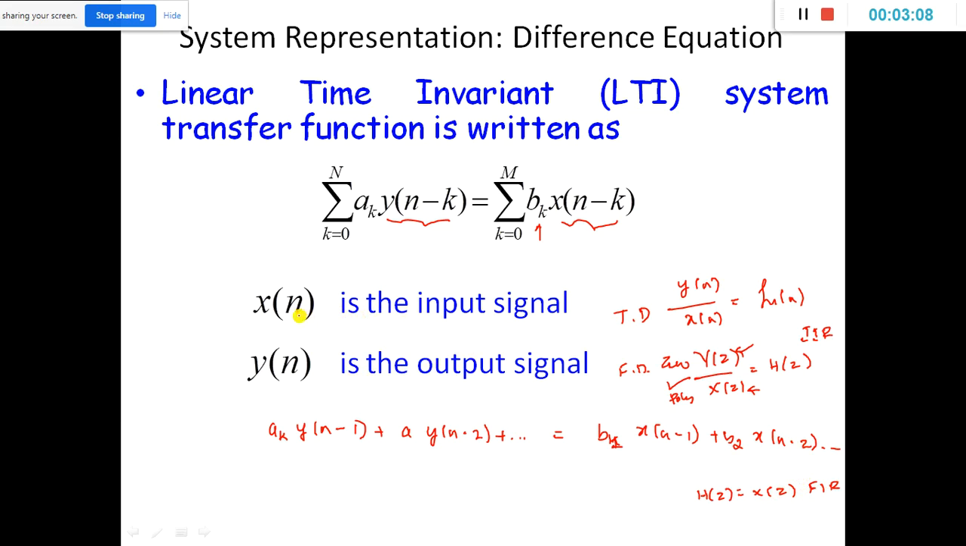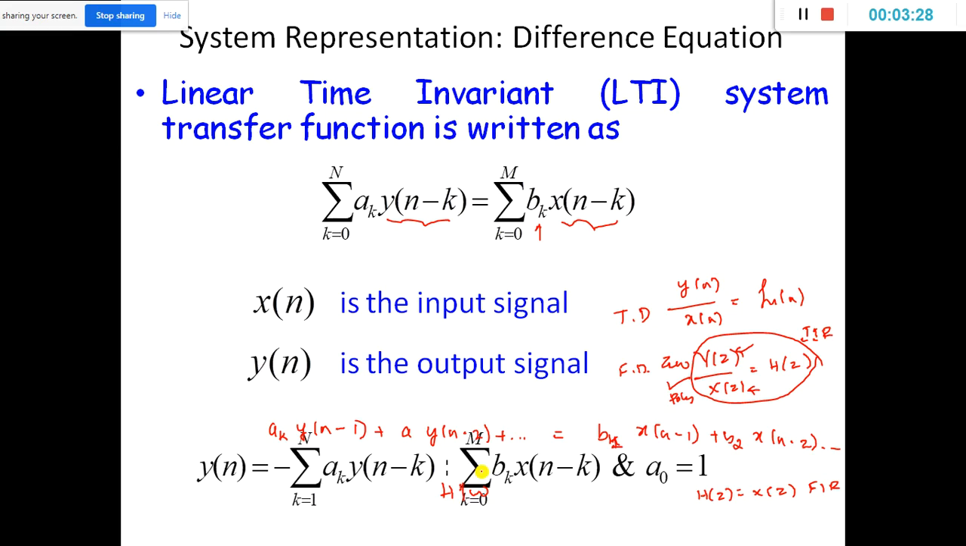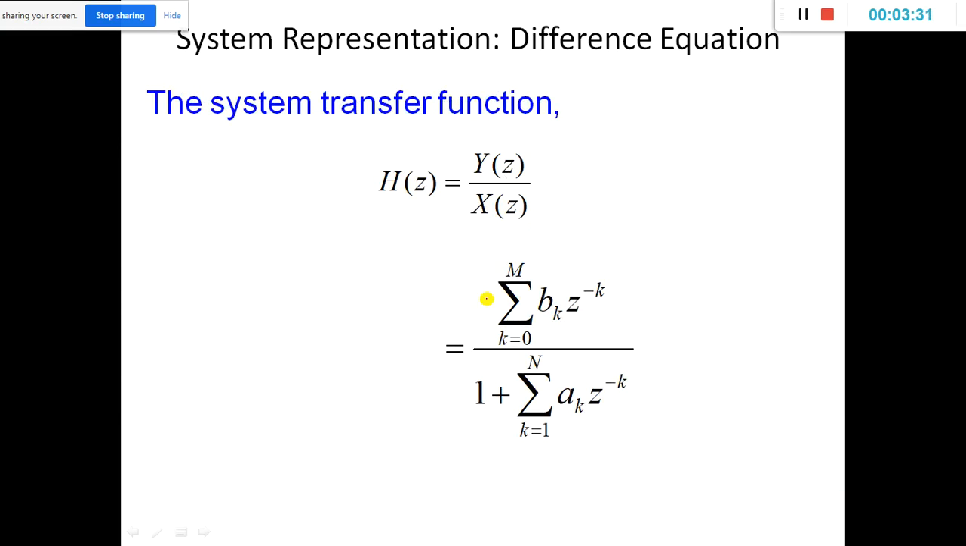So x of n is nothing but an input signal and y of n is nothing but an output signal. Now to design this, we are trying to design h of z in the form of structure. When I say structure, it is nothing but how we implement it in hardware. So that's where we will use this transfer function, which consists of zeros to poles. We make use of these to realize my hardware.